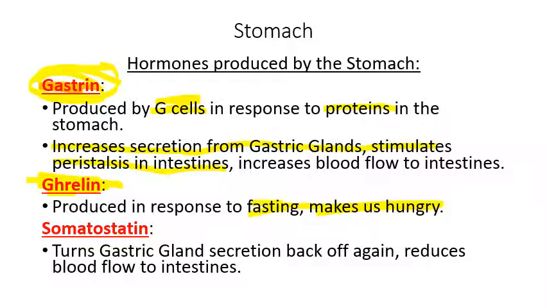Okay, and then if gastrin turns the gastric glands on, somatostatin turns them back off. So they turn the gastric gland secretion back off again and reduces blood flow to the intestine. This is presumably after we've eaten all our food, it's been through the stomach, the stomach is now empty again, we don't need all the gastric glands to be producing all of this pepsin and hydrochloric acid, so turn it back off again.